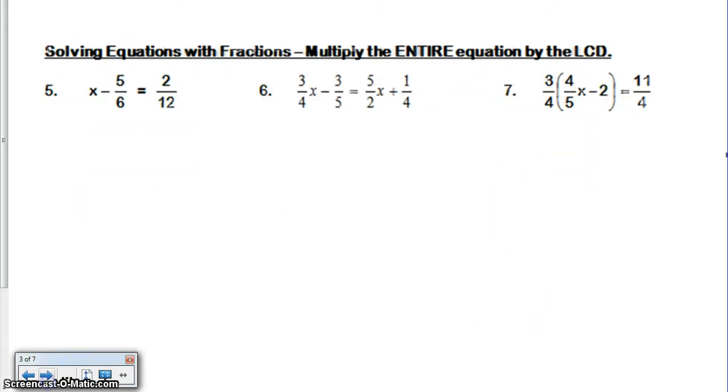Okay. So next we step it up a bit. And we're going to solve equations that contain fractions. Now if I wasn't allowing you to use a calculator, you're going to want to use a trick.